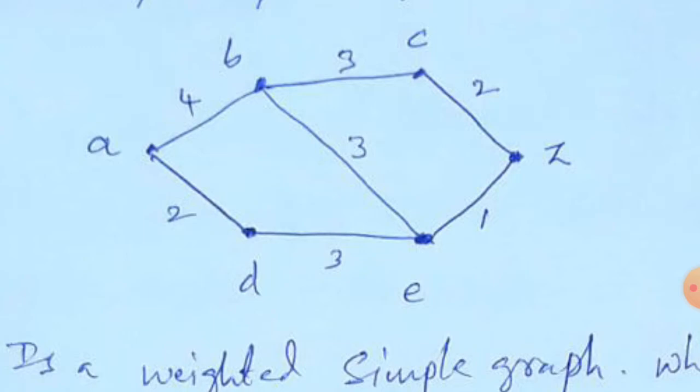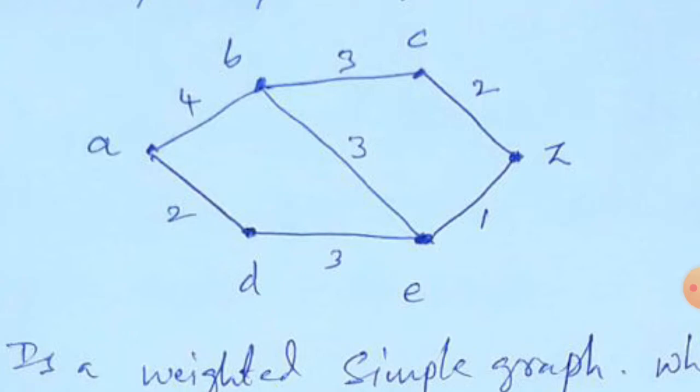You can say, for example, A to D length is 2. That means the length is 2 here. If you travel A to D, then for example you can say 2 kilometers or 2 units are there. Like that you can treat. Like D to E 3 kilometers, E to Z 1 kilometer, like that.